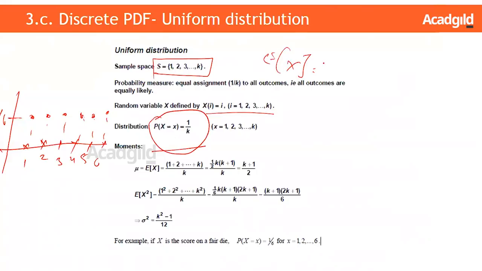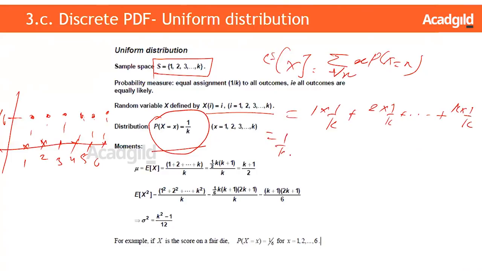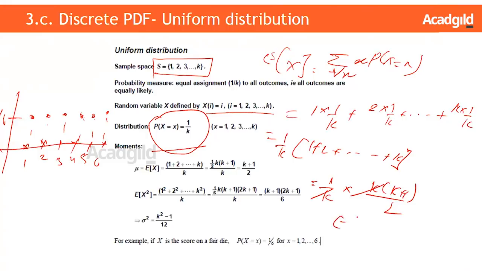So what is the expected value? It is sum over all the values that the random variable can take times the probability of getting that value, for all x. So I can get 1 with the probability 1 by k, 2 with the probability 1 by k, dot dot dot, k with the probability 1 by k. I take 1 by k out, I'm left with 1 plus 2 plus dot dot dot plus k. We know the formula n into n plus 1 by 2. So this is equal to 1 by k times k into k plus 1 upon 2, k gone. So the expected value of a uniform random variable is k plus 1 upon 2.